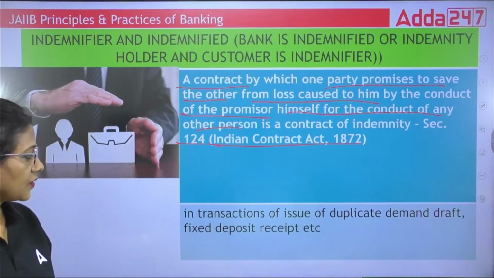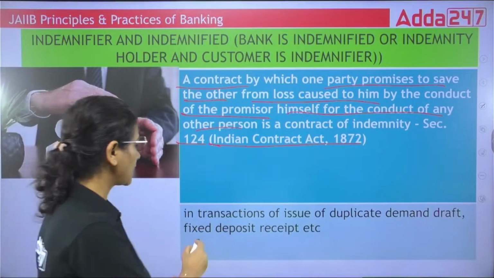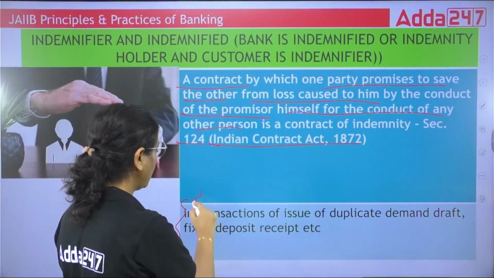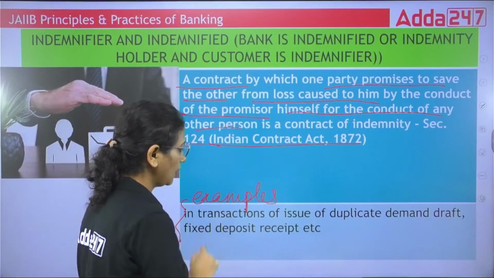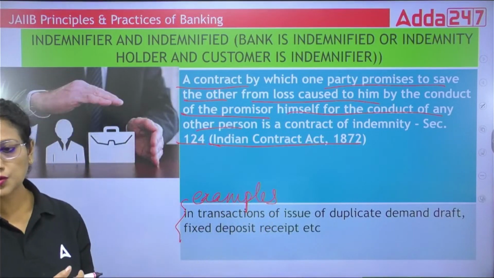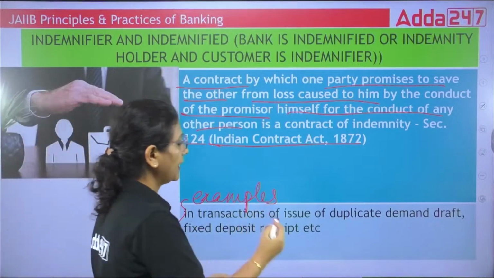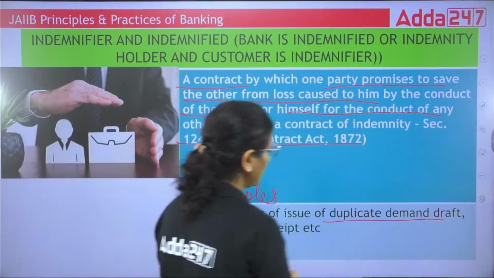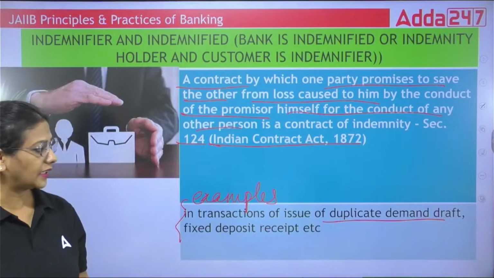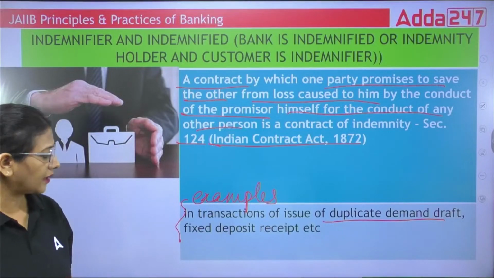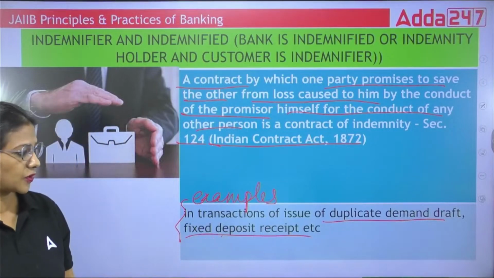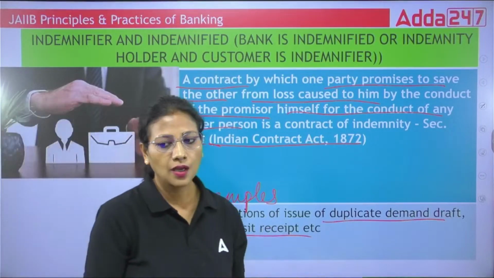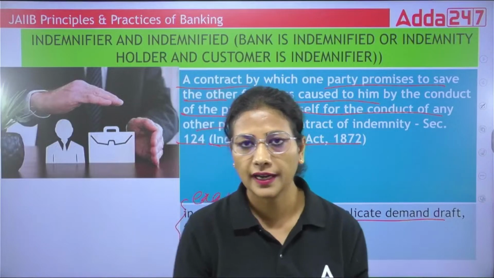In transactions of issue of, these are some of the examples which are given where we use this indemnity, we take this indemnity contract. One is duplicate demand draft or fixed deposit. In the case of loss of fixed deposit receipt and demand draft, we take this contract of indemnity.